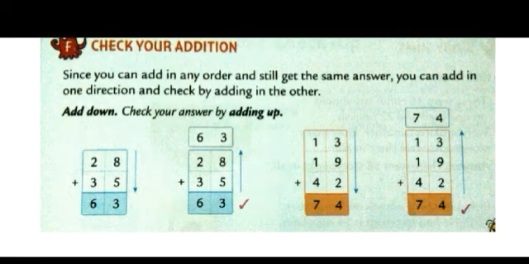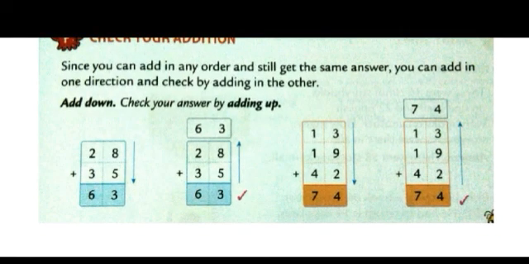Like, see this example given here. 28 and 35. We need to add them. So 8 plus 5 is how much? 9, 10, 11, 12, 13. So the answer is 13. So we have written 3 in the ones column and 1 we have carried over to the tens column. Now when we add the tens, we will get 6. So the answer that we got is 63.